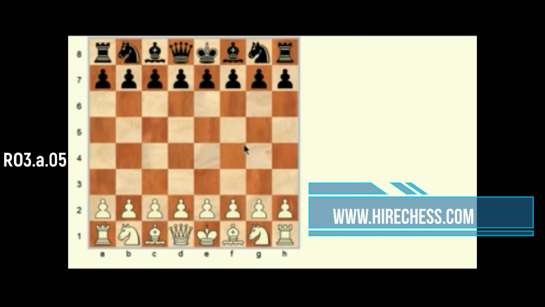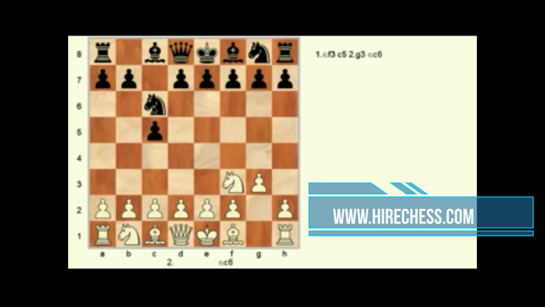This is Reti opening 5th variation under equal advantage category. White moves knight f3, or black moves c5. White moves g3. Black moves c6. Or white moves bishop g2. This is the Fianchetto, as I have explained in earlier videos.